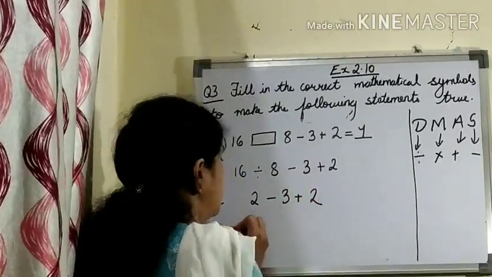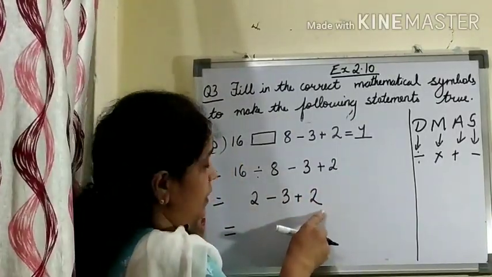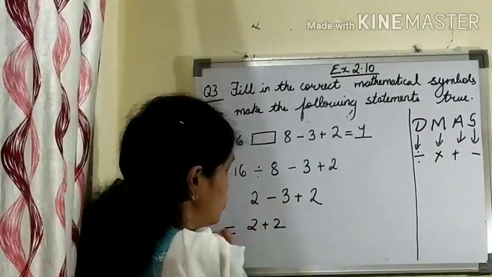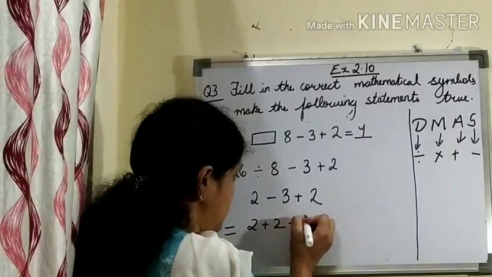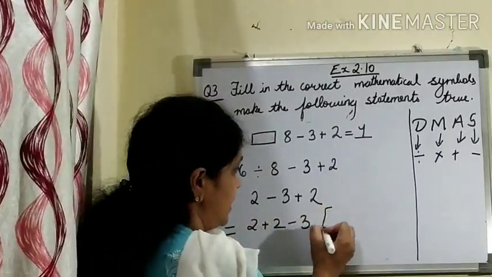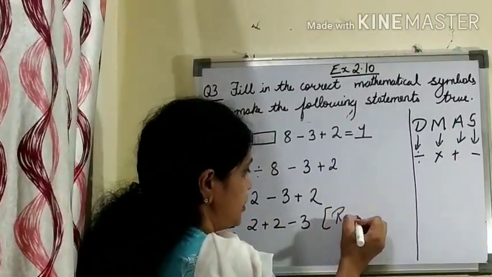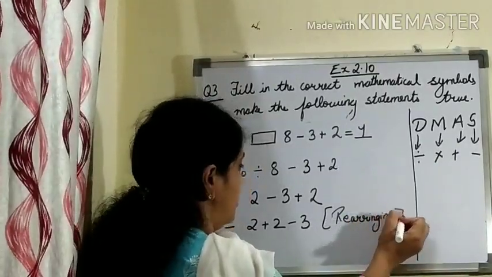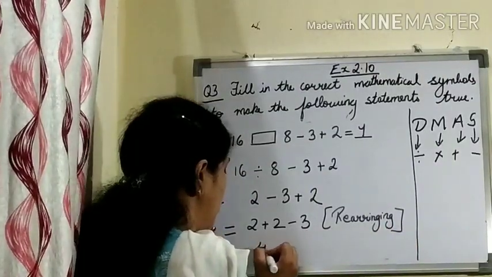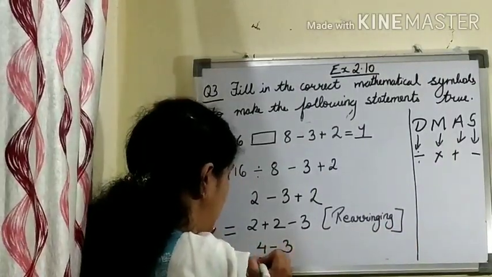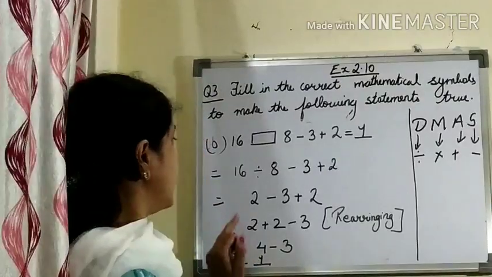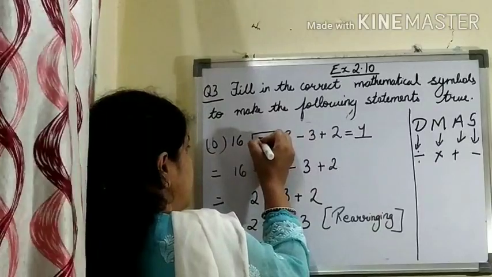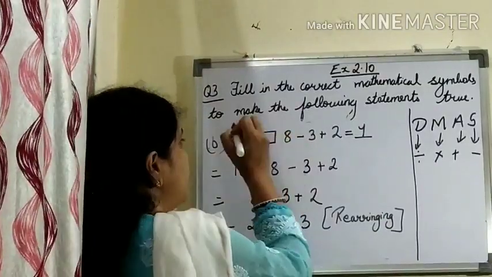Whenever an expression of this form comes, I told you to rearrange. First you group together the positive terms and then you put the minus term, and here you can write rearranging. Now it becomes 4 minus 3, which is equal to 1. That means I got the answer if I put the division sign here. So the symbol will be division.